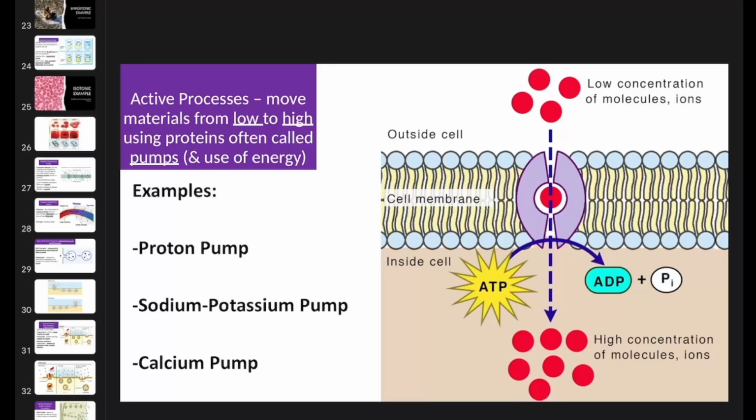And that is it. So just being familiar with the different types of transport and what some of these enzymes can do and how the cell membrane is set up.